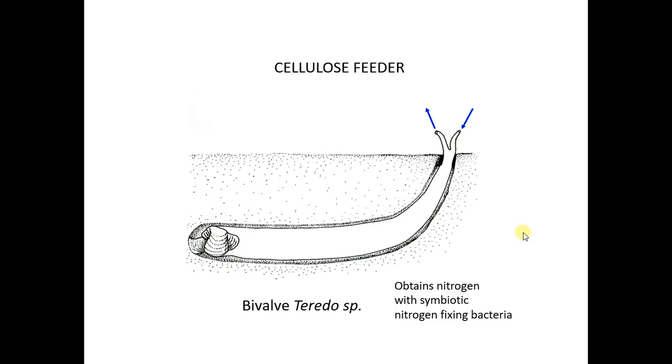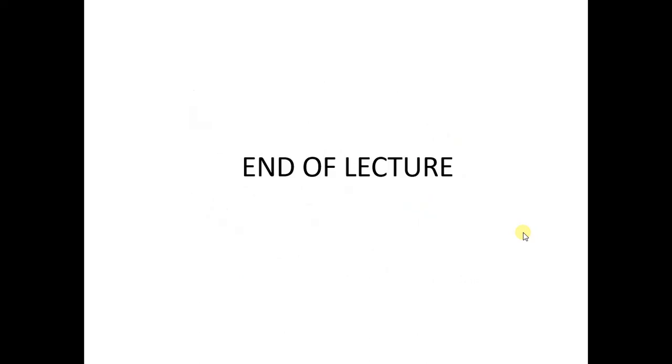Cellulose is a complex form of carbohydrate. It might not be the most complex, but it's a higher form of carbohydrate. So some organisms also feed on cellulose, like the Teredo, which obtains nitrogen through a symbiotic relationship with bacteria. So this is the end of the lecture.